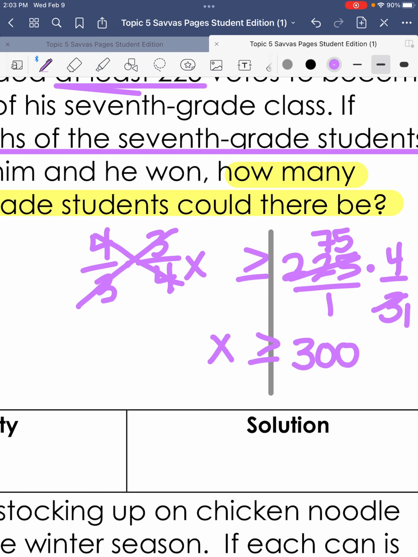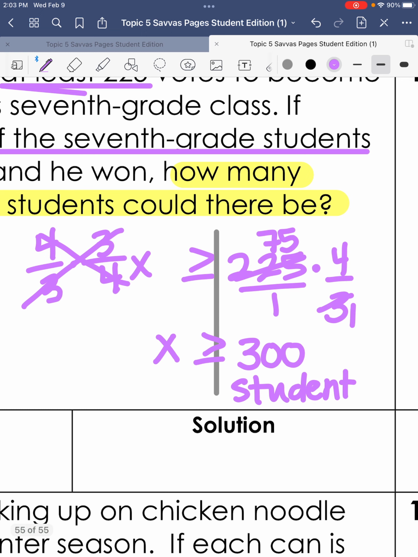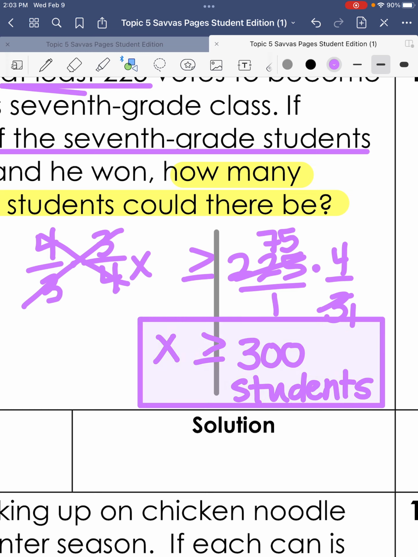300 what? 300 students. So there are at least 300 students in the 7th grade class. There might be more, but there are not less.